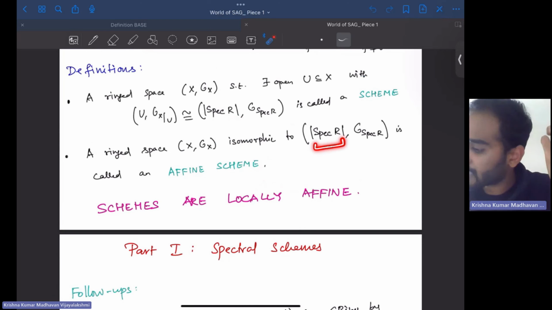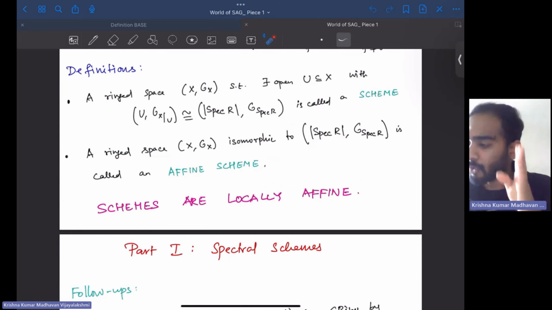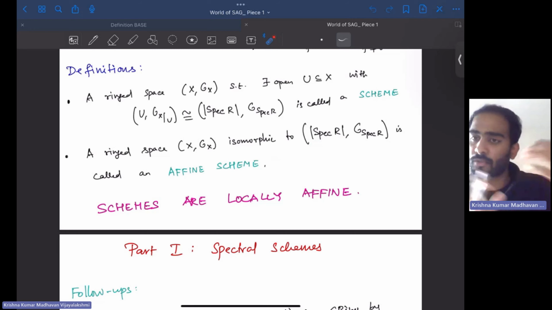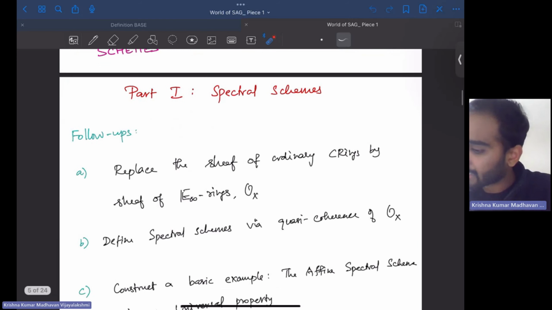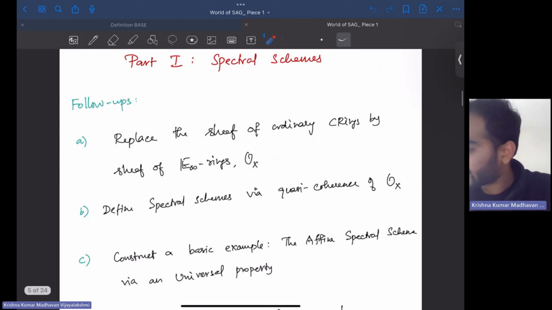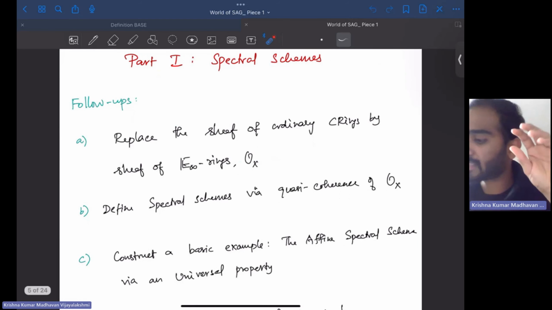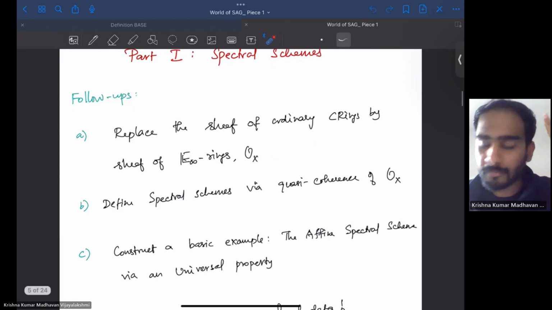So we use this |Spec R| notation to denote the underlying topological space, because Spec R would also mean the spectrum of an infinity ring, as we would see in the talk, right? And now moving to the important part, the first part of the talk, which is: what are spectral schemes?